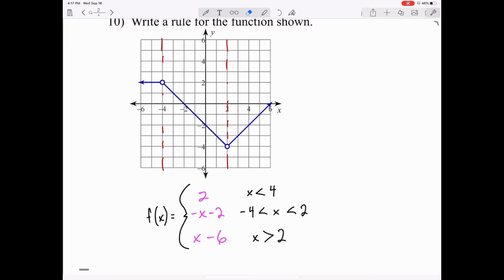Okay. So if I clean all this up and just get rid of all this stuff, I'm not supposed to have that on that graph, then that function would have those three parts with those three equations and domains.